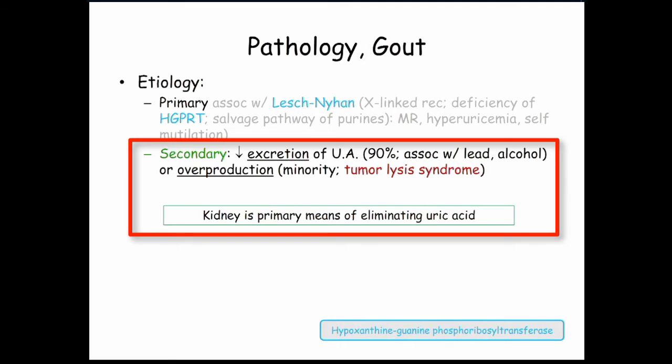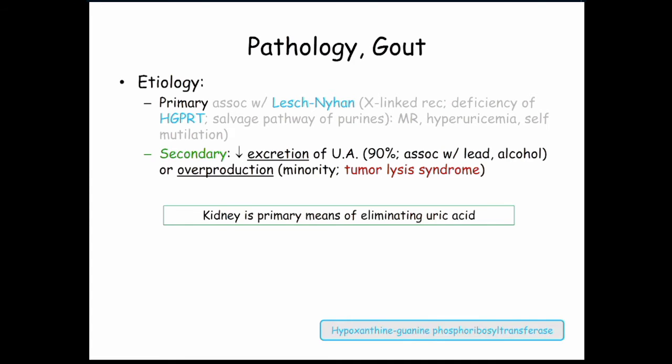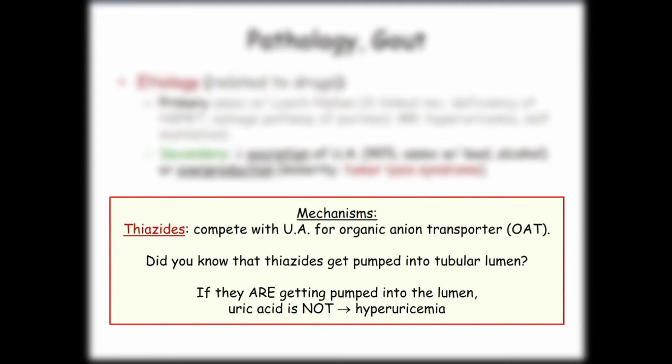The overproduction is only the minority, and where they're going to do it, it's disproportionately represented on the boards because they'll always link it to the issue of tumor lysis syndrome. Okay, and they won't ask you is it overproduction versus hypoexcretion, but the reason I'm mentioning the hypoexcretion, again, the kidney is the player here, is for two reasons.